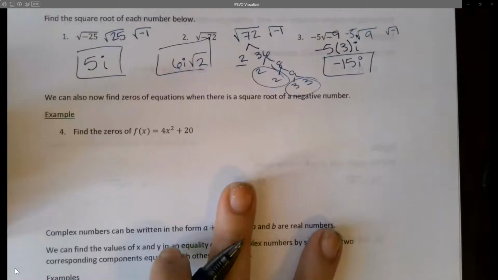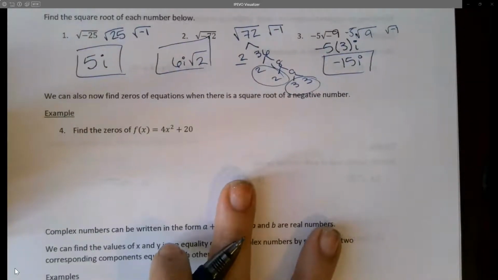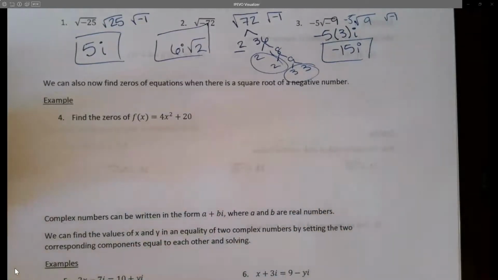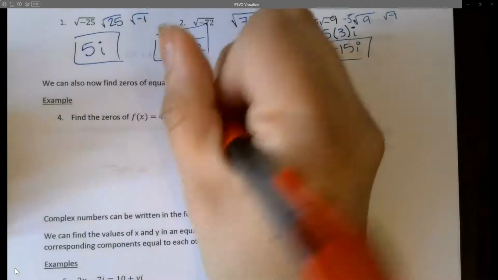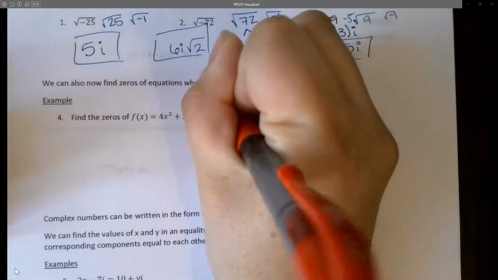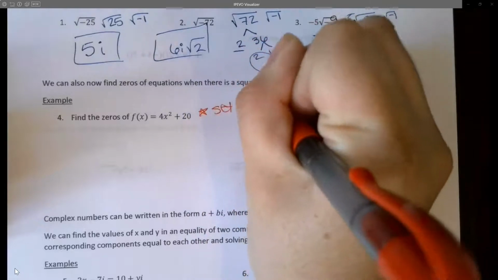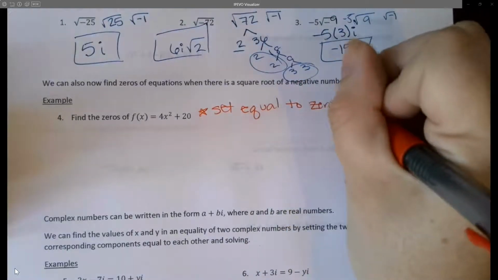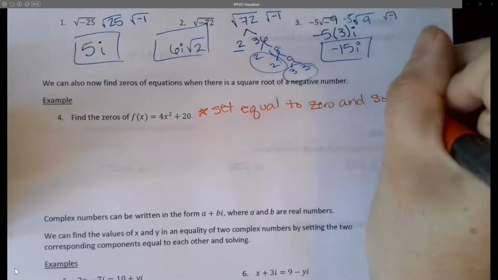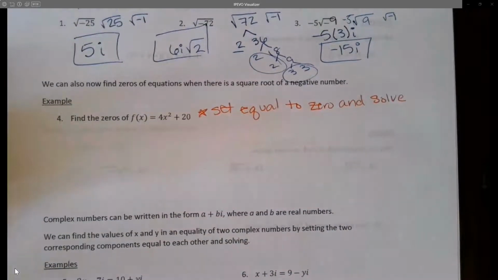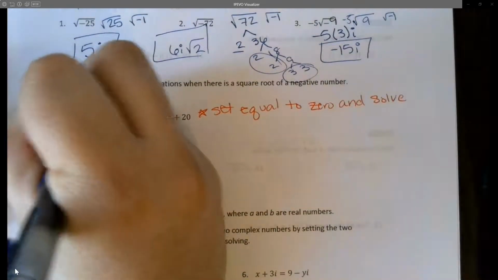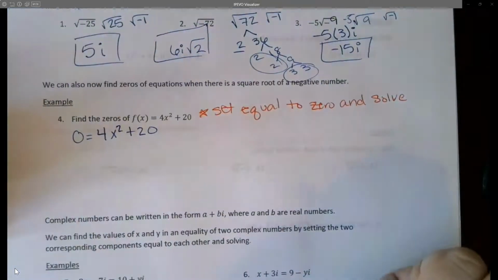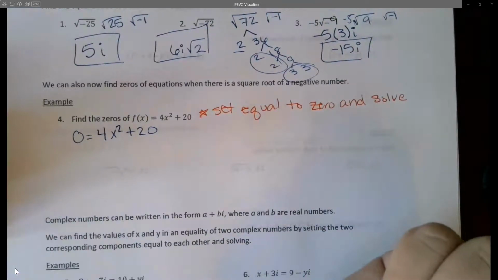We can also find zeros of equations now where the square root is of a negative number. So up until this point, you've been telling me no solution. When it says to find the zeros of f of x equals 4x squared plus 20, what I want to do here is set it equal to 0 first instead of the f of x. So instead of having that f of x, I'm going to have 0. And then I just write the right side of the equation as I have it.